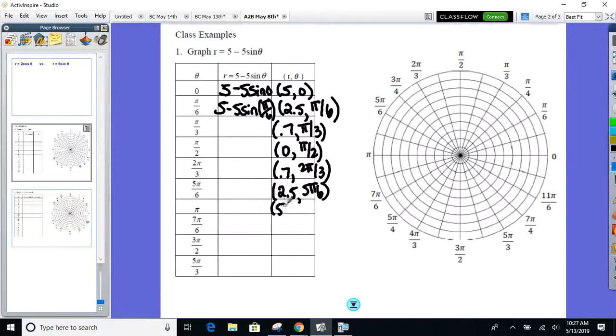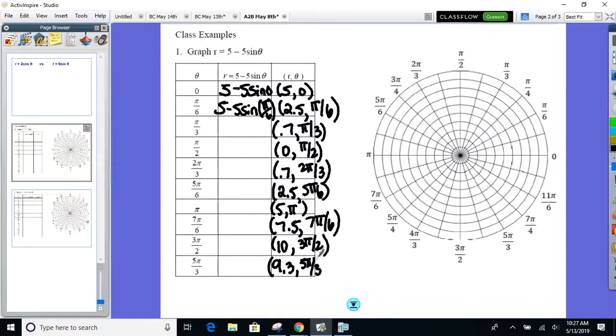5. Perfect. 5 comma pi. Plain and simple. AJ, you're up here. 7 pi over 6. 7.5, 7 pi over 6. Good. Kylie, now you can show off. 10, 3 pi over 2. Oh boy. Which one of you two want to finish this off? 9.3, 5 pi over 3.